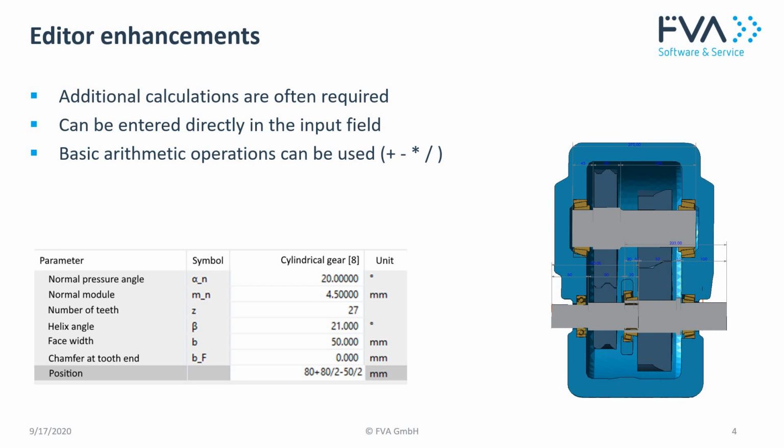Starting with some simple but helpful enhancements to the editor. Now you can do simple calculations directly in the input field in the editor. So you can use basic operations, addition, subtraction, multiplication, and division, and the FVA Workbench will determine the result, as you can see here in the position field.